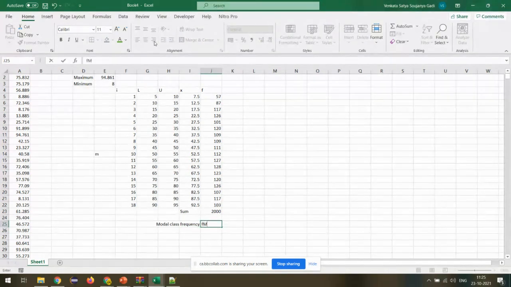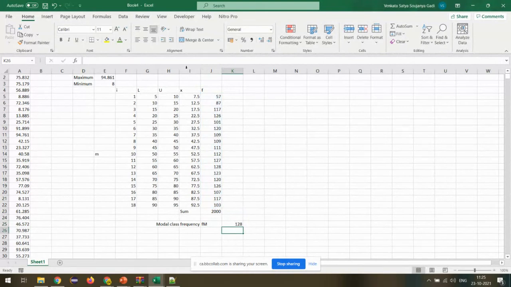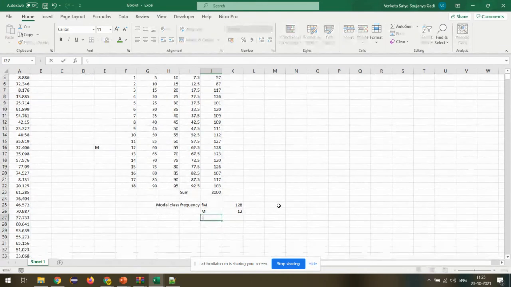How much is the model class frequency? We use the term FM, right? FM is the maximum of all this. So what is this? 128. See, where is the 128? It is here. So the M is this one. M is 12. Okay. So now let's find LM. LM, the lower bound, is 60.